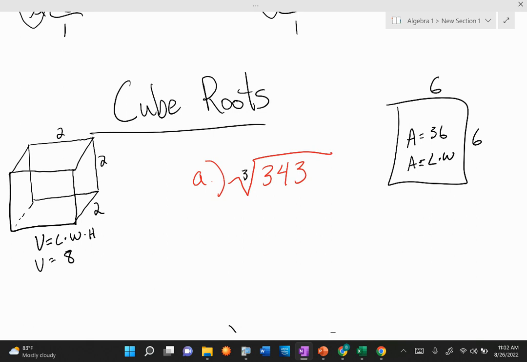Then once you start upping the degrees, whoever is doing the problem will make note of that, and it'll be in the little teeth of that radical. So this is a cube root because it's got a 3 right there. And then we're going to factor 343. Now, this is the point in the class where I am comfortable with you going to get a calculator.